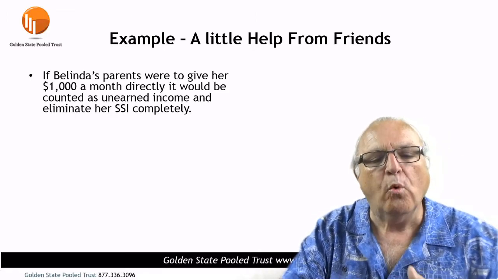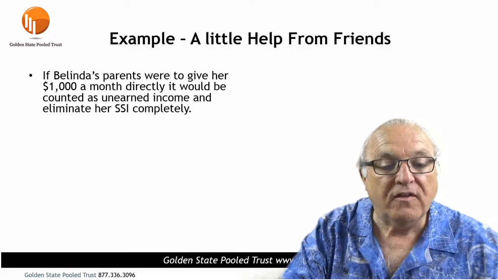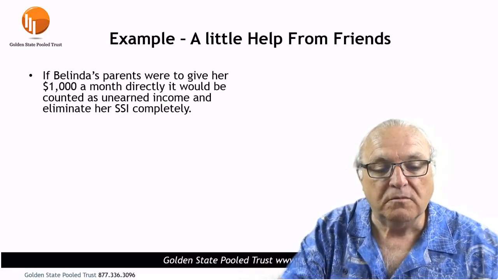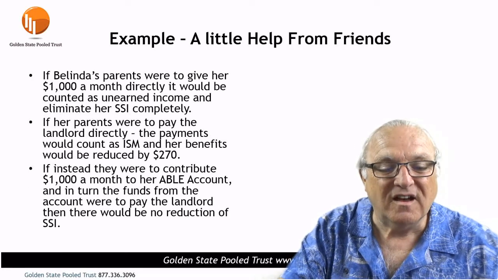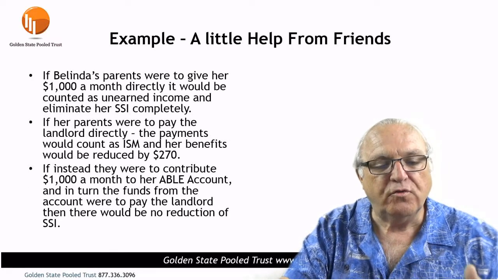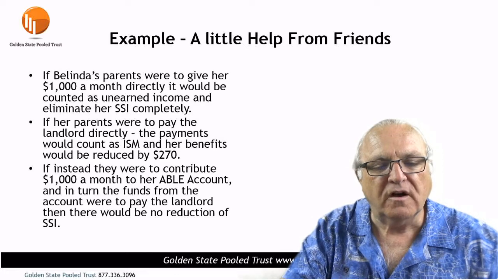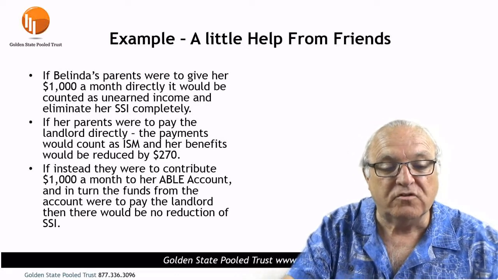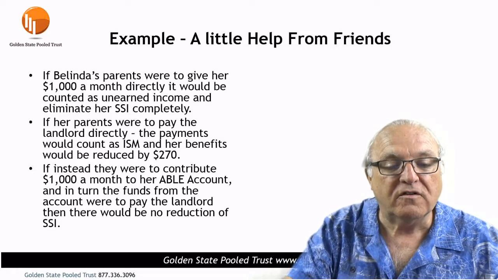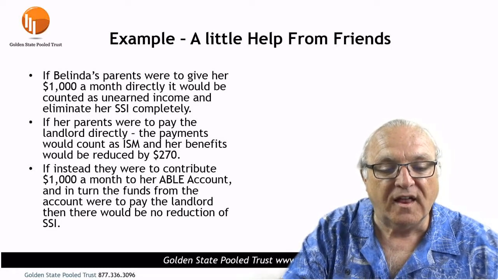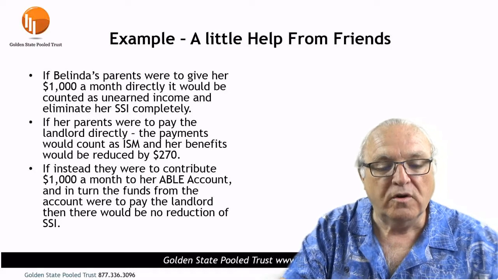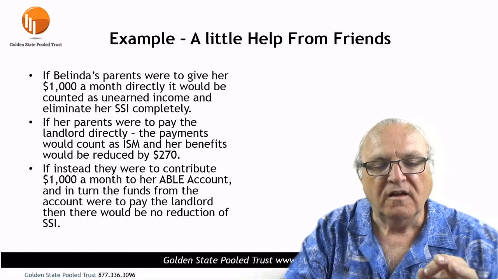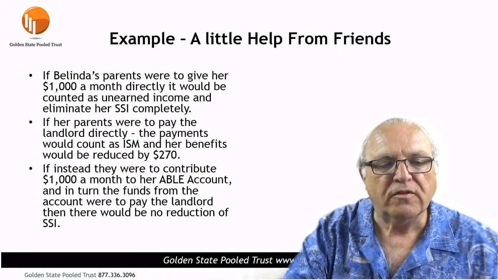If her parents or the trust were to pay the landlord directly, we would take the normal $270 reduction in benefits. If instead they were to contribute $1,000 a month here into the ABLE account, or if the trustee of the Golden State Pool Trust did the same, and in turn the funds from the account were to pay the landlord, then there would be no reduction in SSI, remember, as long as it's done in the same calendar month.